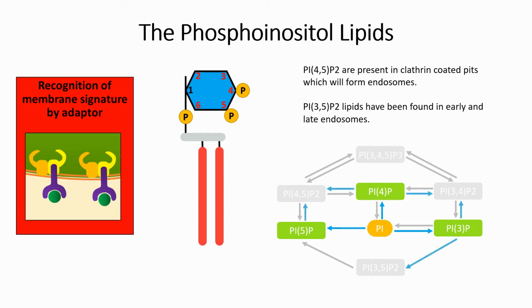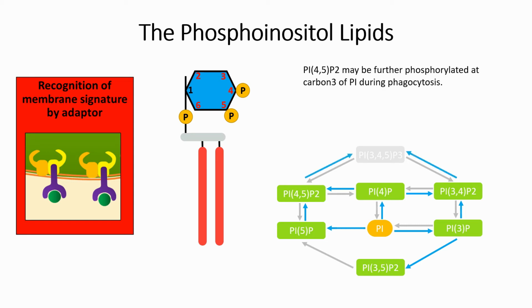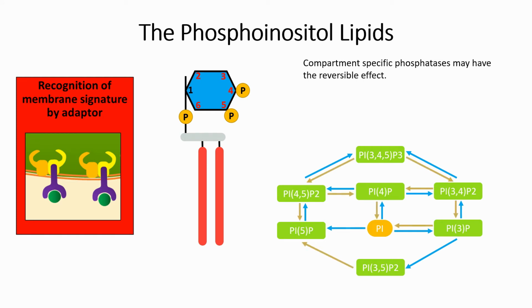PI4,5P2 is present in clathrin-coated pits which will form endosomes. PI3,5P2 lipids have been found in early and late endosomes. PI4,5P2 may be further phosphorylated at carbon 3 of PI during phagocytosis. Compartment-specific phosphatases may have reversible effects.